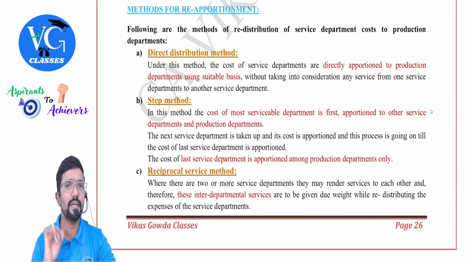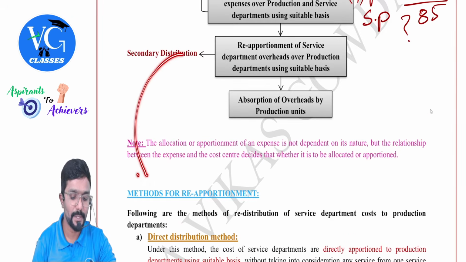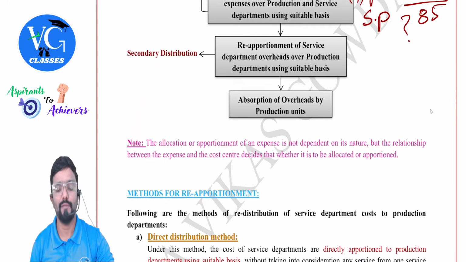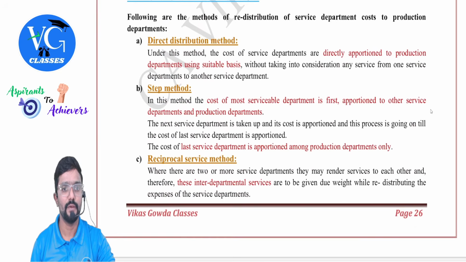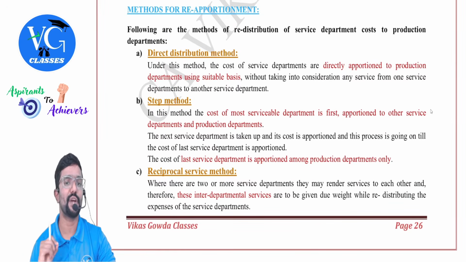Now coming to methods of reapportionment. Methods of reapportionment means this, that is for secondary distribution. What are the various methods available, sir? One by one. Following are the methods of redistribution of service department cost to production department.